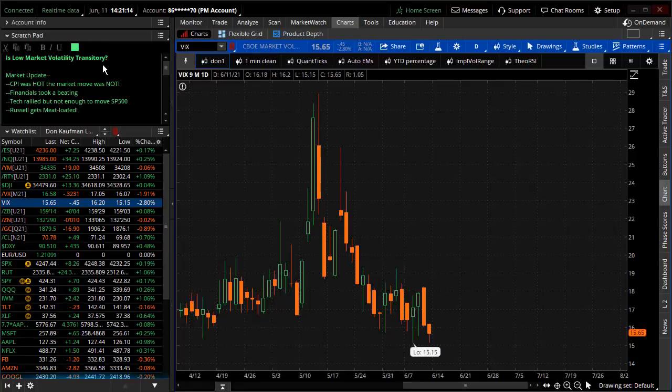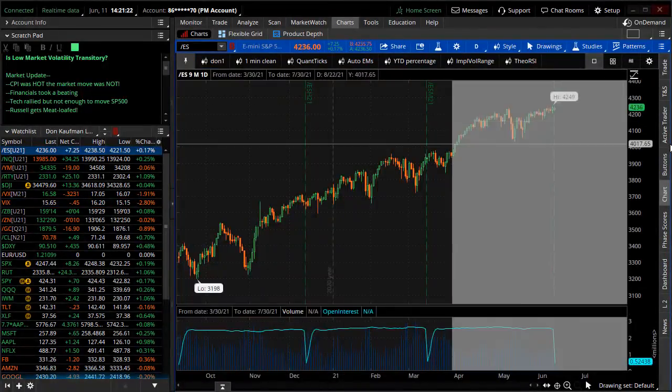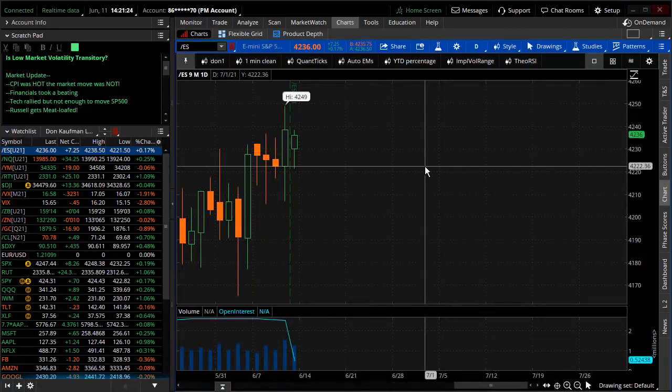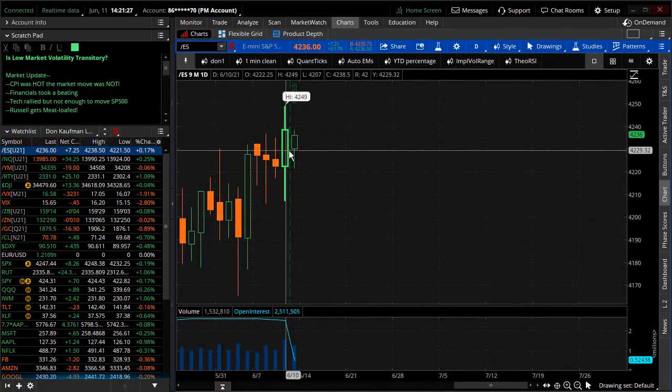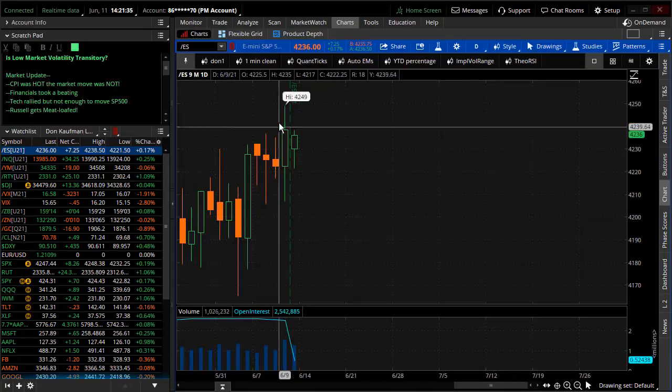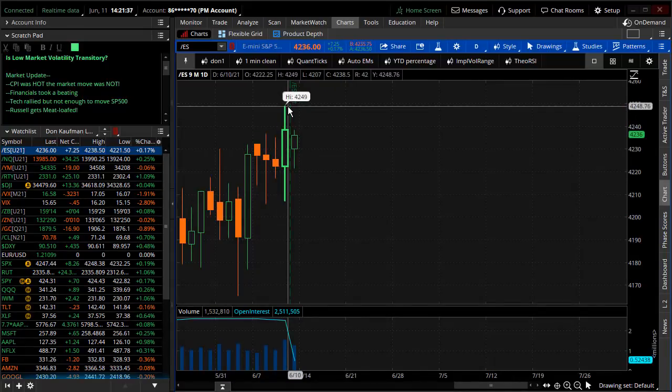So, giving you the market update, first and foremost, CPI came in. It was hot, but the market move was not, and I can't stress that enough. Can you even tell where CPI came out? Yeah, it was right here on Thursday. And interestingly enough, that was the most volatility we saw in the entire week. Wow, we actually extended all the way from 4210 up to 4250, so you had a 40-point range of movement in the S&Ps.